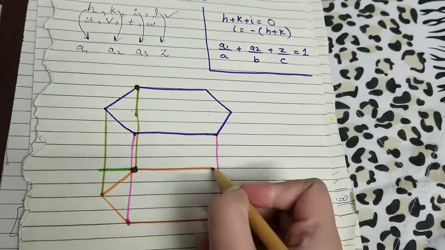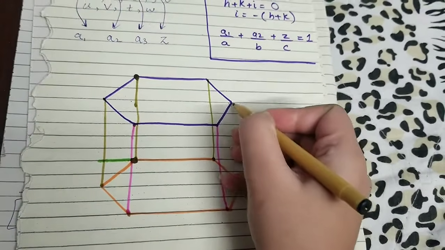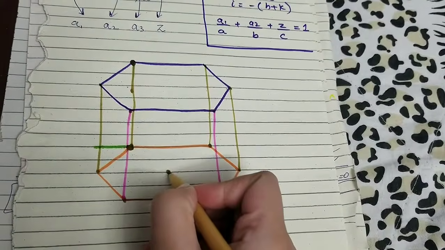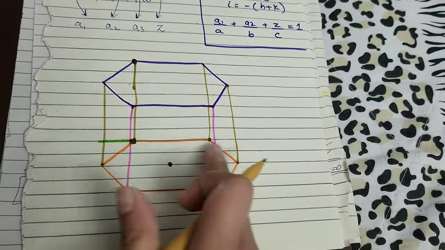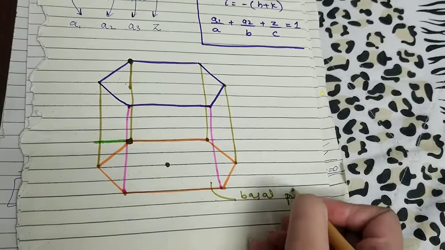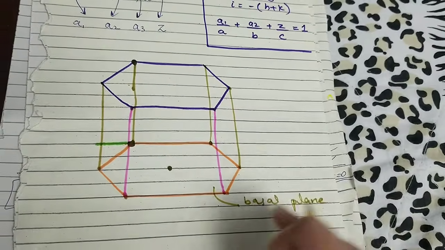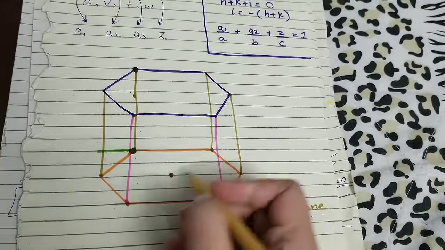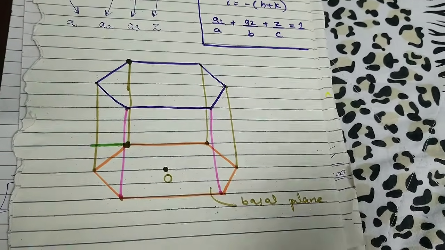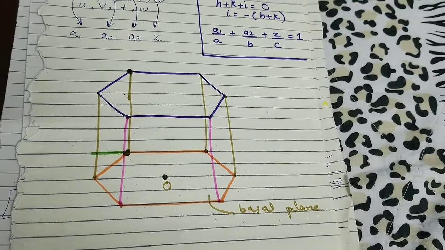This with this corner. Okay, and here we go, and the centermost point in this orange plane is called the basal plane, as it is lying on the base region. Okay, we call it a basal plane, and the centermost point here is called the origin. Okay, this is the origin of our coordinate system.